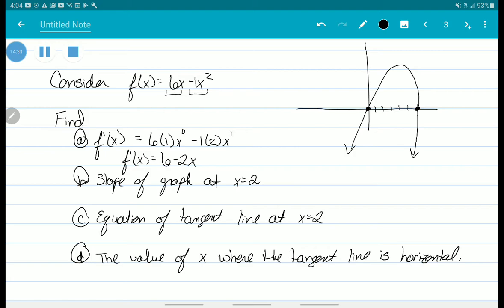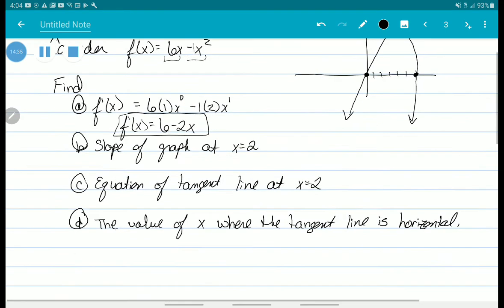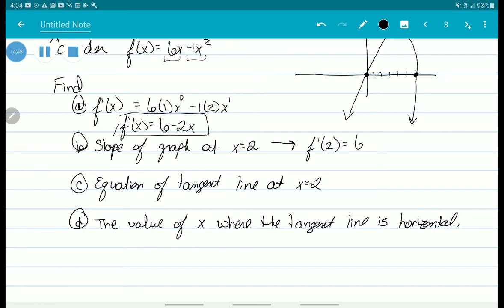In part B, they're asking us, what is the slope of the graph at 2? To find that slope, we're going to use the derivative. So if we were to substitute a 2 into the derivative, we're going to have 6 minus 2 times 2, which is 6 minus 4, which is 2. So that tells us what the slope of the tangent line is going to be.